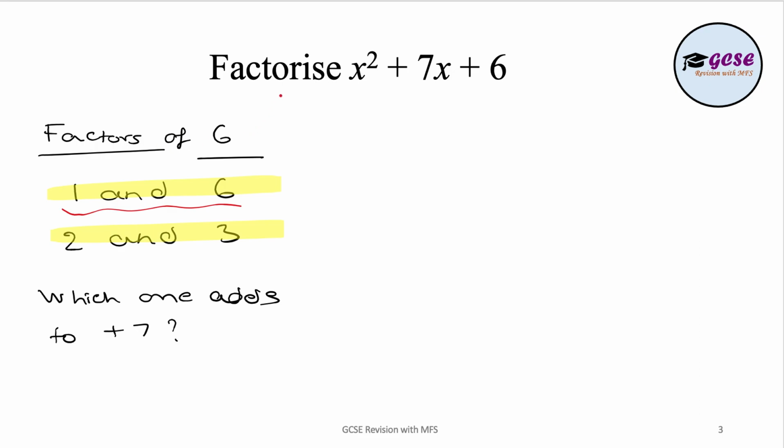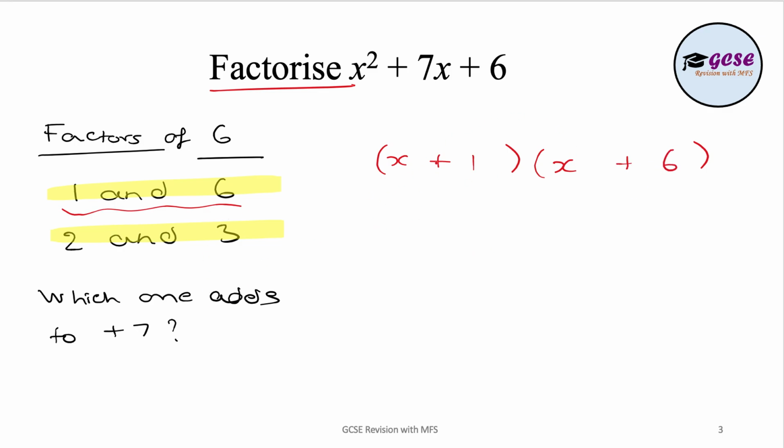Okay. Now, because we are factorizing, we are putting this quadratic expression back into its brackets. So we need our 2 brackets like this, and because it's x squared, we're going to have an x in each of the brackets. And we're going to have 1 and 6, so positive 1, positive 6.